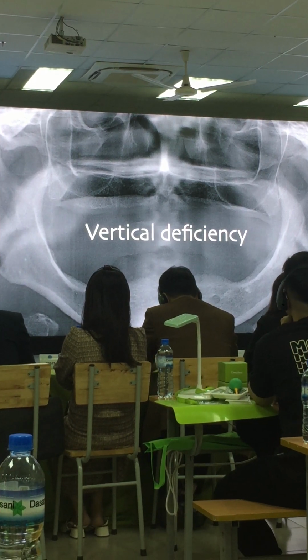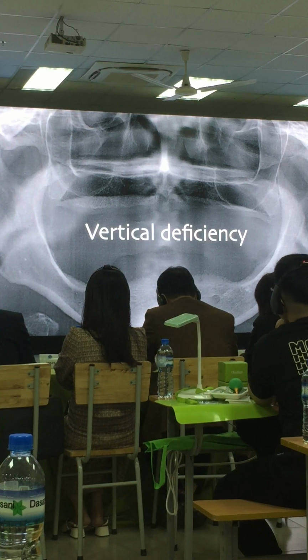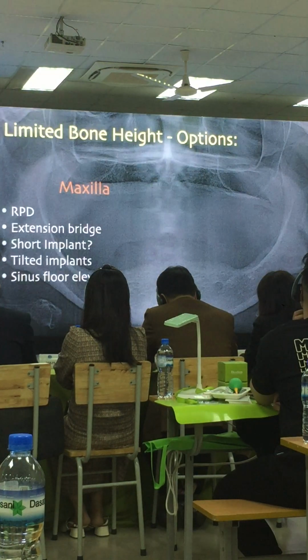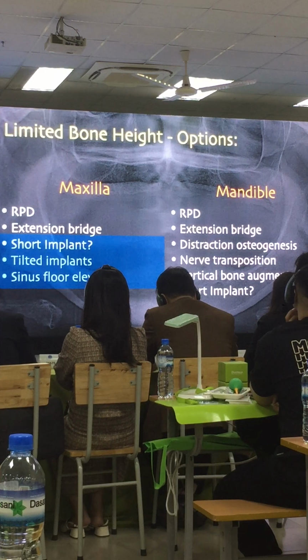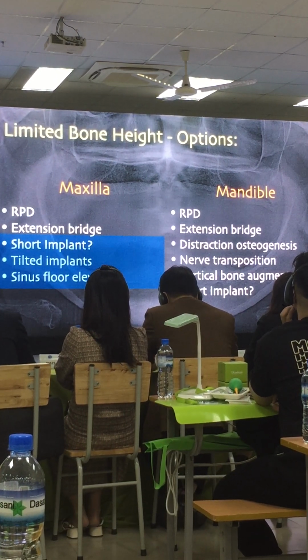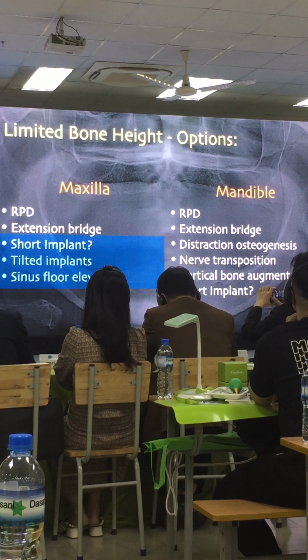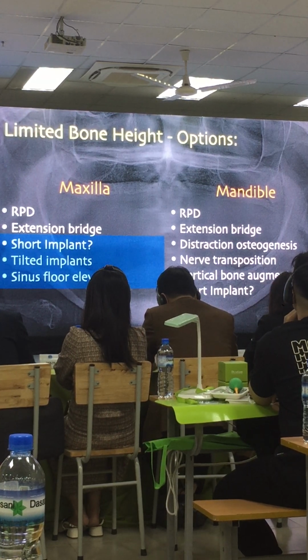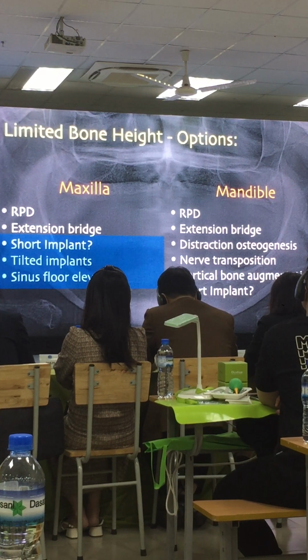What can we do for a patient with a lack of available bone and poor bone quality? There are many options for patients with limited bone height like this. Because we are focusing on the posterior maxilla today, the available options will be short implants, tilting implants, and sinus floor augmentation. Among them, we will learn about sinus augmentation today.